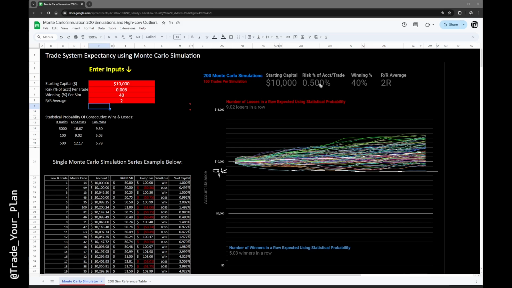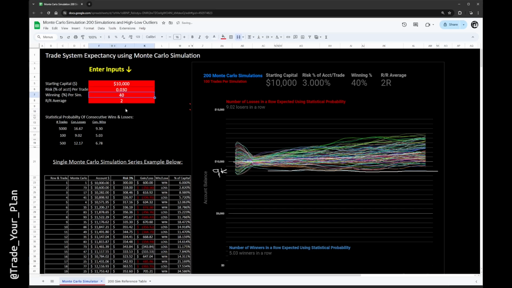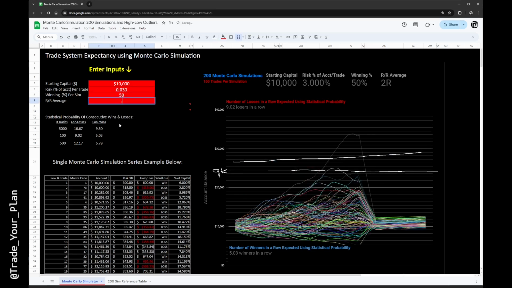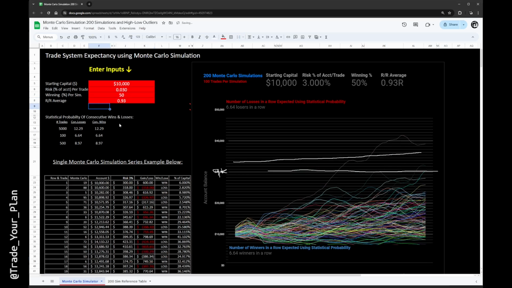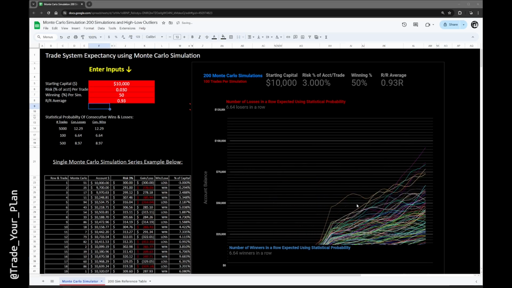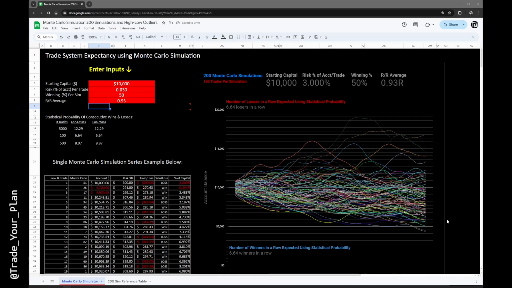Otherwise, you're going to be one of these guys that does something as silly as this, where you go over here, you start risking 3%, your win rate is 50%, and your R factor is 0.93, so less than 1, and you are ultimately just a losing trader. Yeah, some of them get lucky. They win a little bit. Some of them get really lucky just because the order of wins and losses makes a big difference in how we trade over 100 trades.